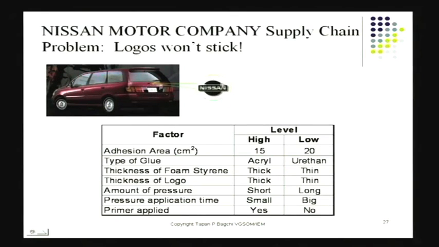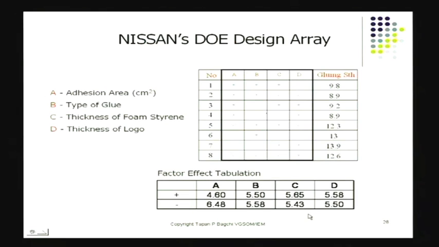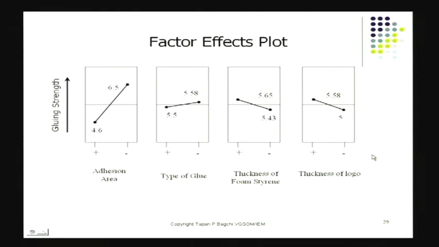So there was a glue applied to this, and then the logo was pressed on this, and after the drying time, they measured the strength of a particular setting, a particular combination of area, the type of glue used, the thickness of the foam used, and the thickness of the logo. After doing that, then of course, they computed what we call the factor effects. And the result is just amazing. They did some plotting, and these are the plottings of the factor effects.